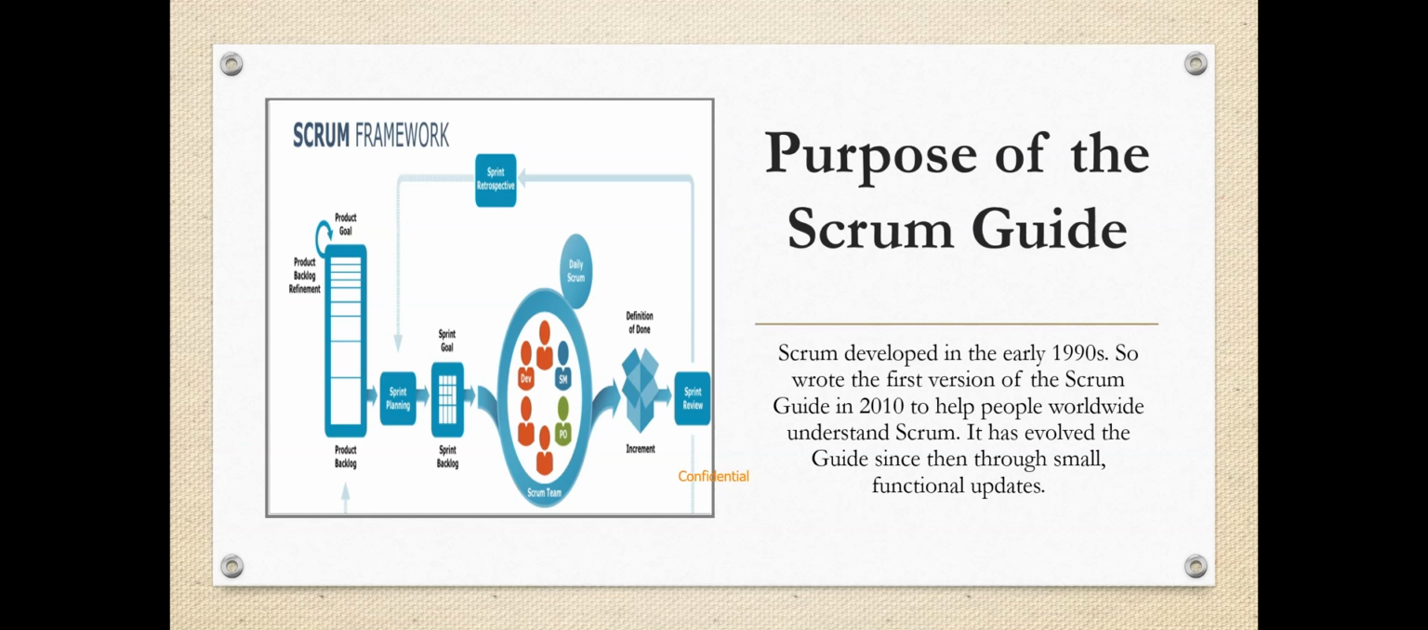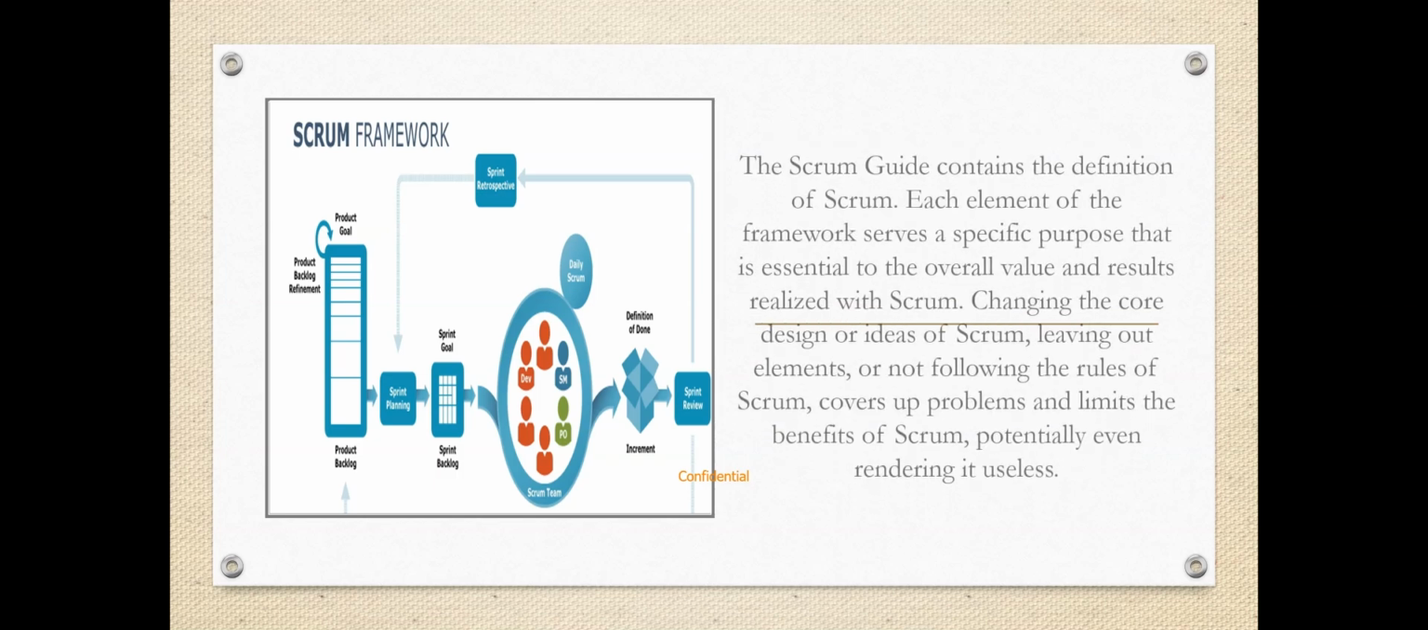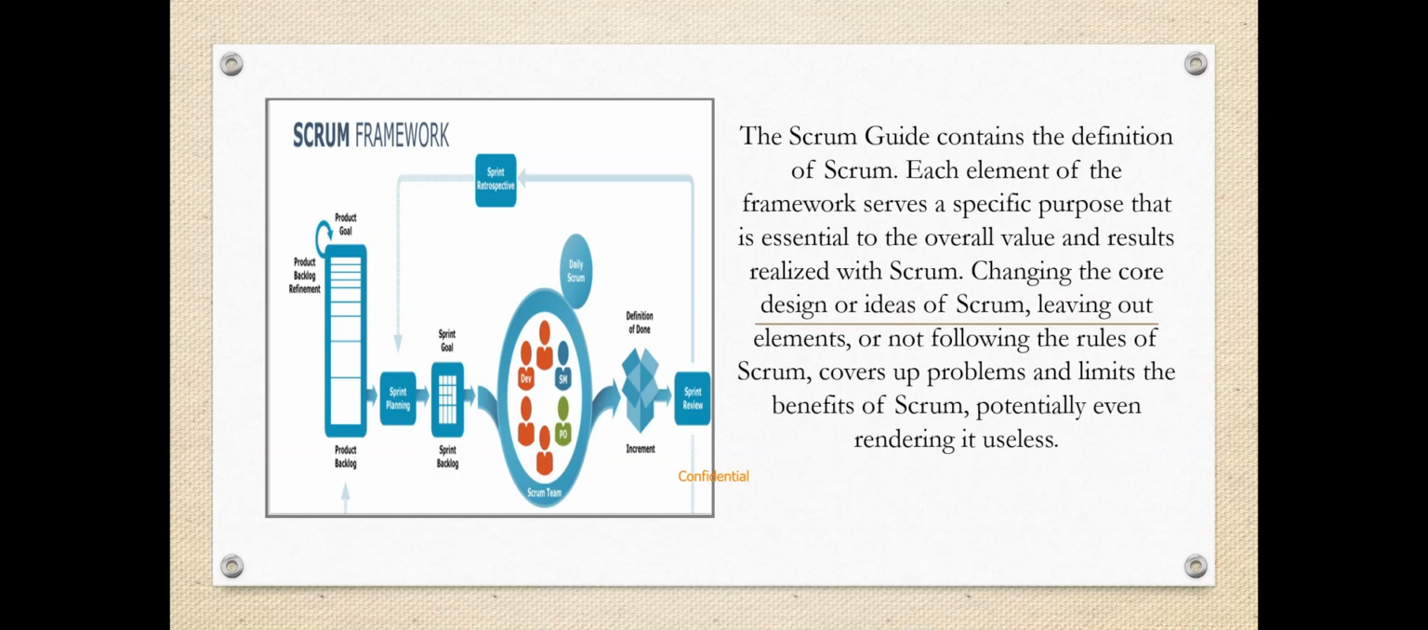The Scrum Guide contains the definition of Scrum. Each element of the framework serves a specific purpose that is essential to the overall value and results realized with Scrum. Changing the core design or ideas of Scrum, leaving out elements, or not following the rules of Scrum covers up problems and limits the benefits of Scrum, potentially even rendering it useless.